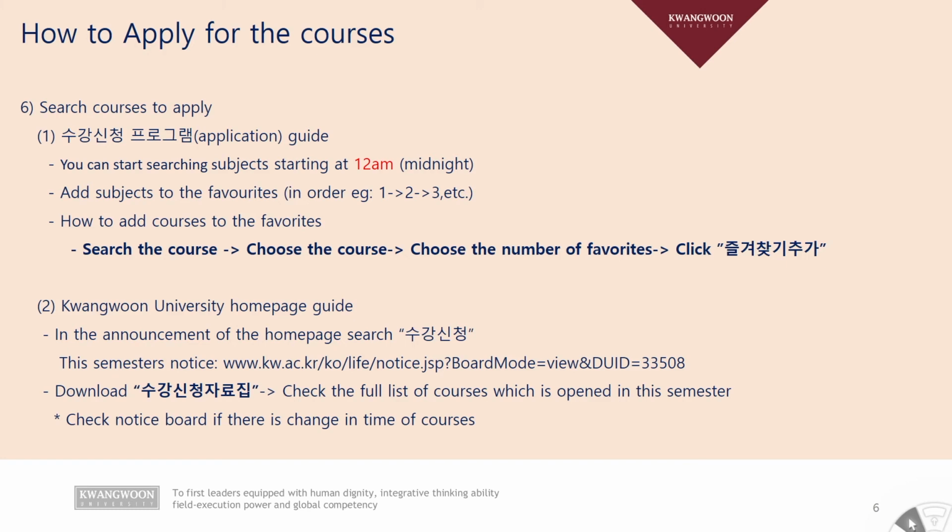So in order to see the list of courses, you have to go to the Gwangun University homepage, and on the homepage you can see 공지사항, that's notice board. If you click on 공지사항, then you will see a search bar there. You need to search 수강 신청 in Korean, and then you can see the notice of 수강 신청 자료집, or you can simply click on the PPT as shown on the screen. And then you can see the list of courses according to the department, or you can download the whole list at once. Also, the class times can be changed, so you need to frequently check the notice board.